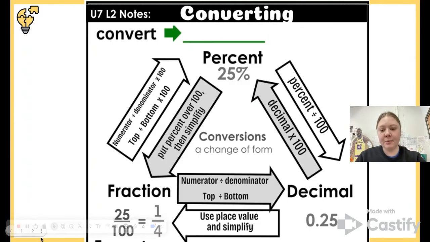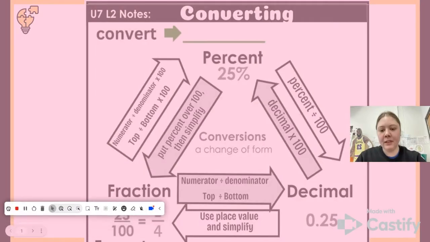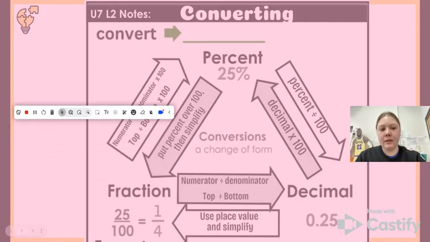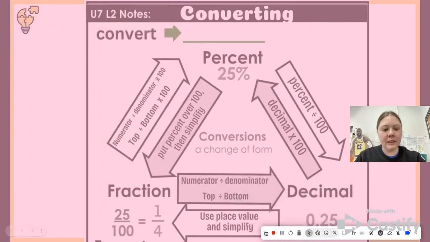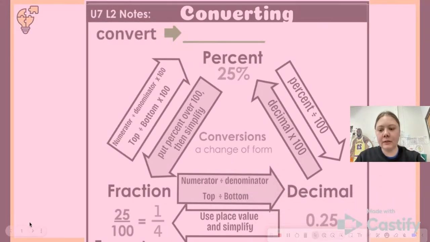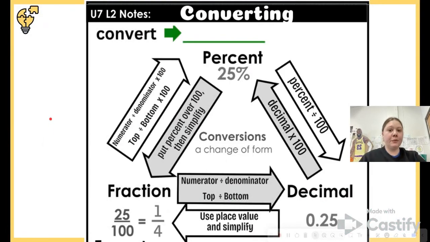Let me get my laser pointer, if it'll let me. Maybe, let me move these controls. Oh God, why is this whole screen yellow? Why is this whole screen like this right now? Okay, laser pointer. Okay, take 2.